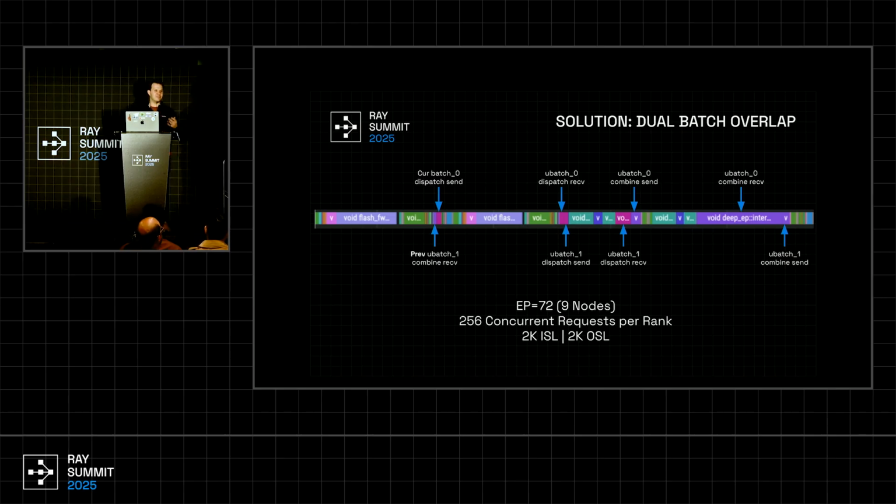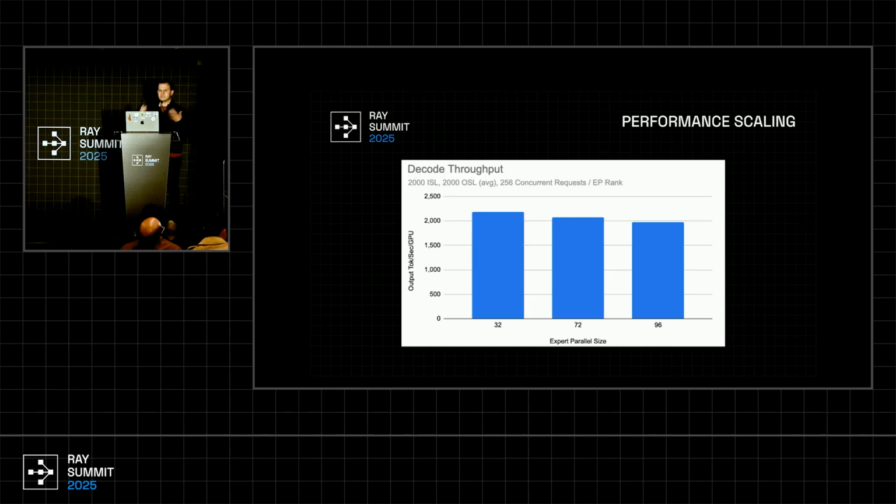So this is running with EP72, which is actually quite a large deployment, 256 concurrent requests per rank, 2K ISL, 2K OSL. So a real deployment at very, very large scale. And we've effectively been able to hide almost all of the collective communication operations. And so today, what this means is with all of these optimizations, and there's a few other ones I didn't talk about here, such as EPLB, we're able to achieve 2,000 tokens per second per GPU on H100 for this kind of decode case with 2,000 ISL, 2,000 OSL.